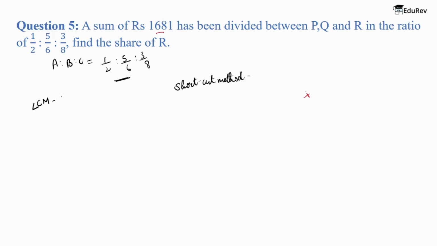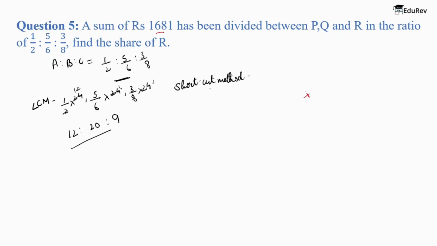So by taking the LCM, the LCM of 2, 6 and 8 would be 24. So we will multiply each by 24: 5 by 6 into 24, then 3 by 8 into 24. Then you can simplify it and you will get 12 here, and then 20, and then 3 eights are 9. So the ratio is 12 is to 20 is to 9.